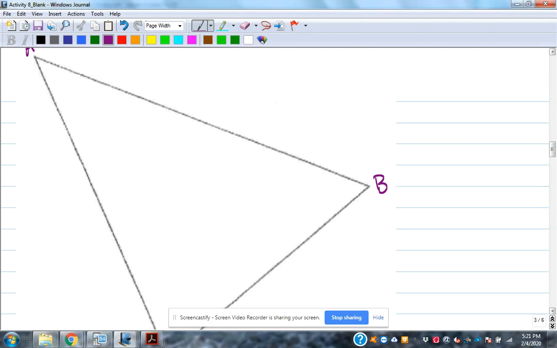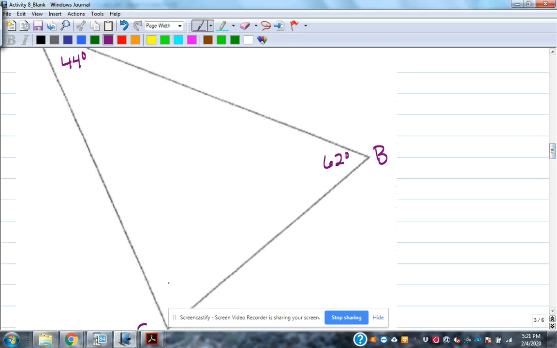B, y'all got what? 40? B got 62. 62, and then A was 44, 62, 44, and then C would then have to be what? 74. And then, so somewhere around those measurements, you get close. But what do we know they should add up to be? They should add up to be 180. These happen to do that.